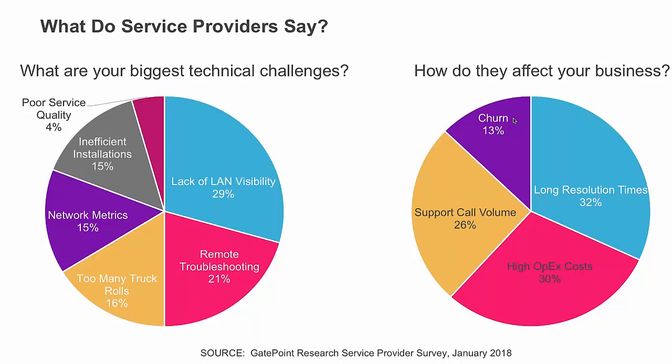So in January, Gatepoint Research published an interesting survey. They asked service providers about their biggest challenges and how they affect their business. Lack of LAN visibility and remote troubleshooting made up about 50% of the responses, while too many truck rolls, you can see down there in the yellow, made up another 16%. So almost 66% of the technical challenges from operators result from challenges in the network. And these challenges can be directly linked to the long resolution times and the high operating costs that you see on the pie chart there on the right, making up almost 62% of the responses.